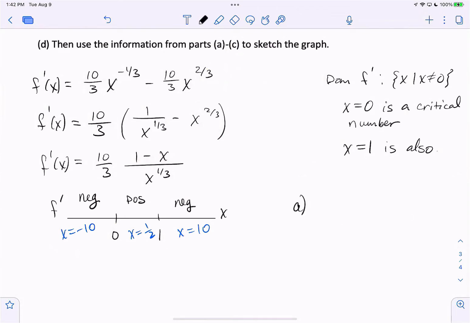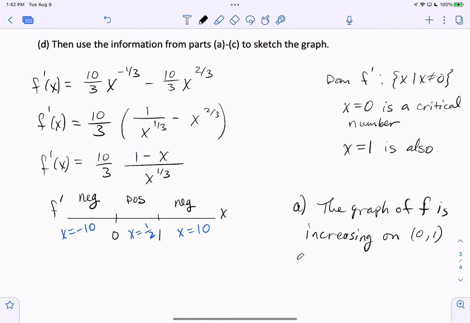So for part A, we can say that the graph of f is increasing on the interval from 0 to 1 and decreasing on the intervals from negative infinity to 0 and from 1 to infinity.